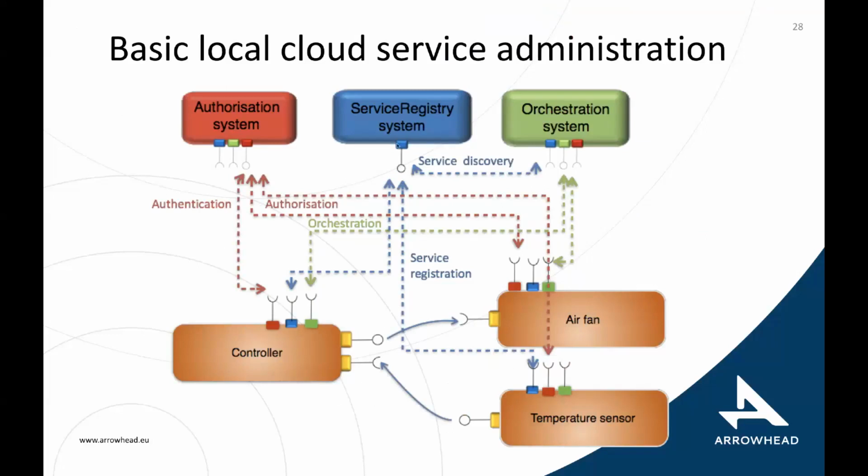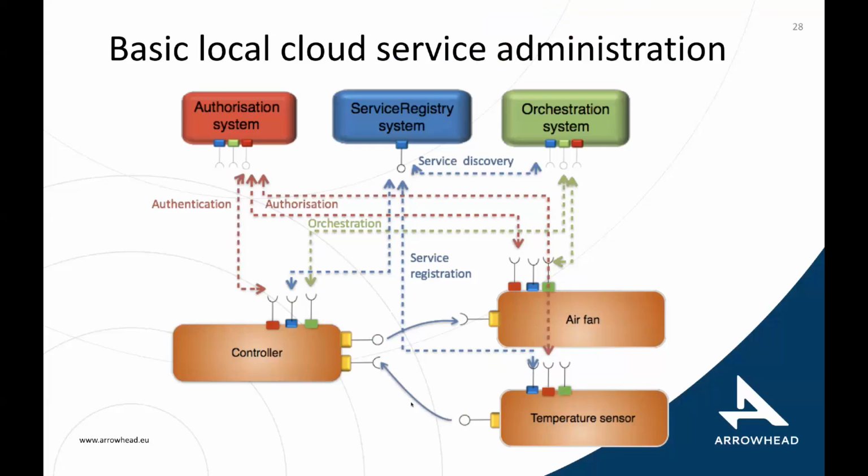This is a graph of the basic local cloud service administration. All these dotted lines here are the administrative phase of setting up the consumption of data from the controller to the temperature sensor and the air fan from the controller. And once the dotted lines have been accomplished, the solid lines at the lower level can run as long as the authorization and orchestration actually allow them to do so.